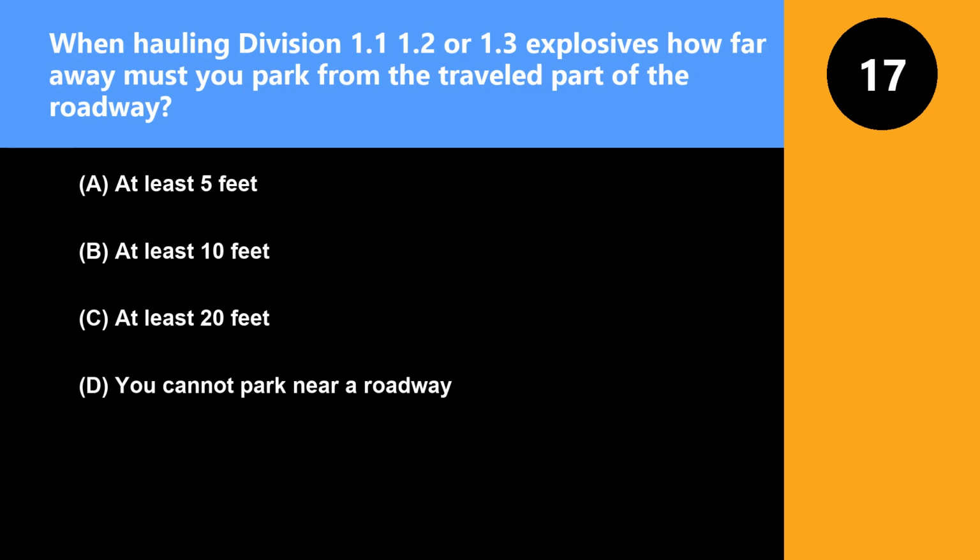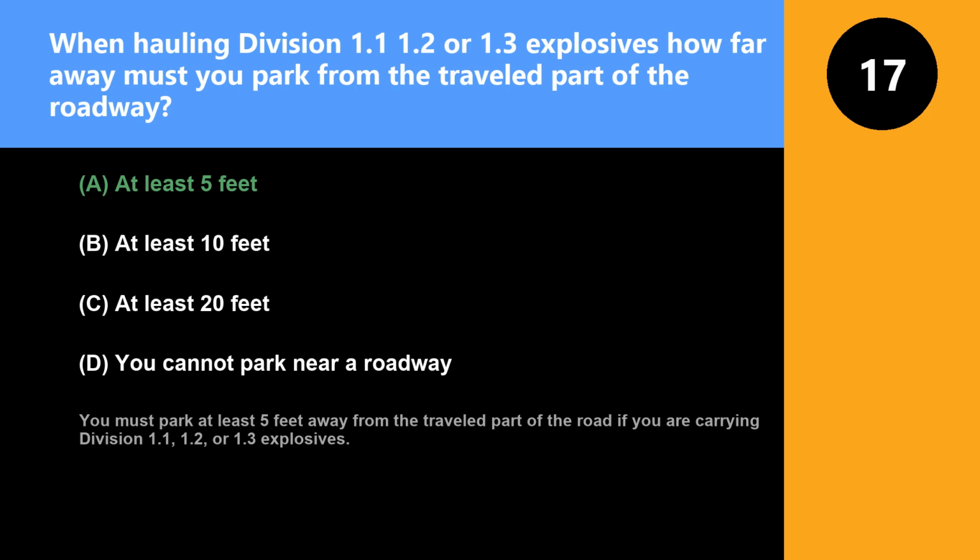Question 17. When hauling Division 1.1, 1.2, or 1.3 explosives, how far away must you park from the traveled part of the roadway? Option A, at least 5 feet. Option B, at least 10 feet. Option C, at least 20 feet. Option D, you cannot park near a roadway. The correct answer is option A, at least 5 feet. You must park at least 5 feet away from the traveled part of the road if you are carrying Division 1.1, 1.2, or 1.3 explosives.